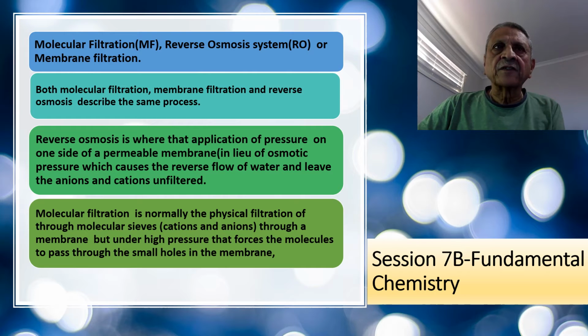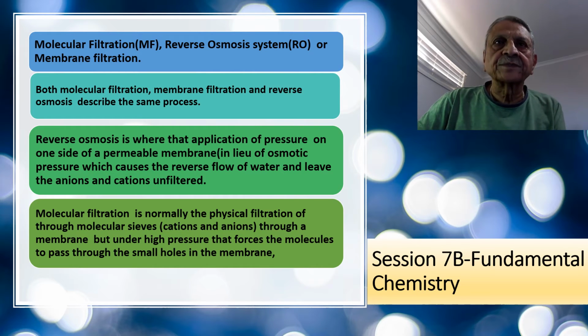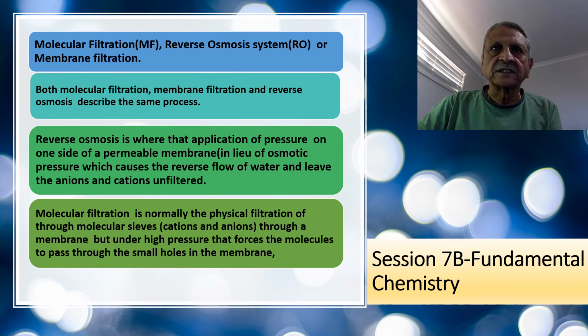In the case of molecular filtration, you can also filter different types of molecules or ions. In other words, water ions, hydrogen ions and hydroxide ions are very, very small compared to salts and other compounds, and therefore pass quite easily through the molecular filter.